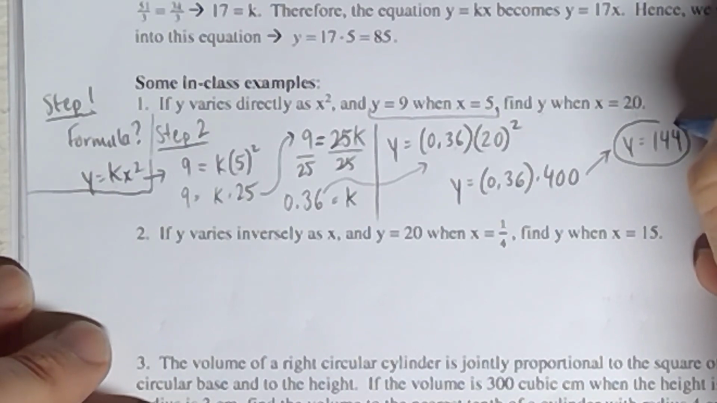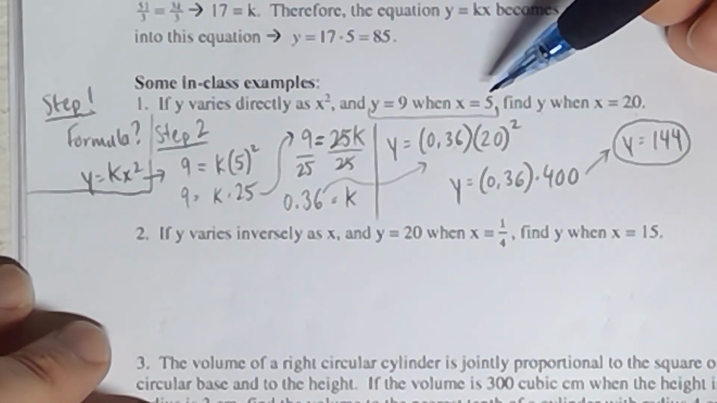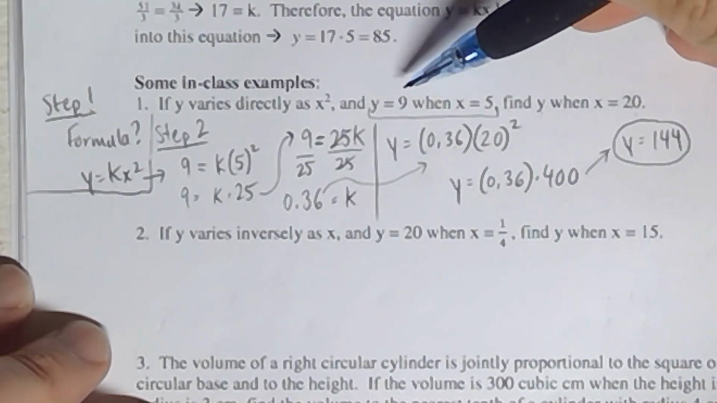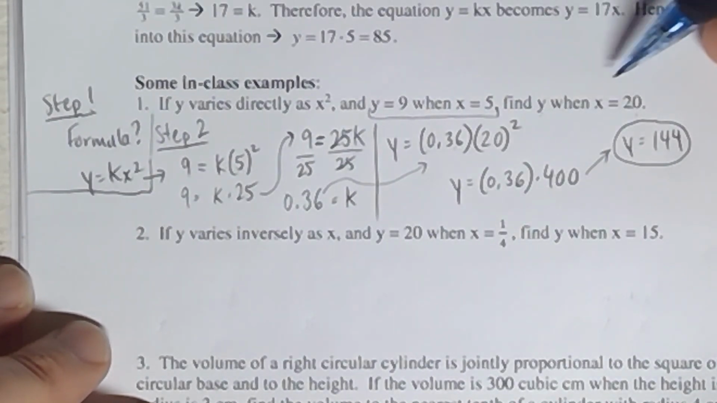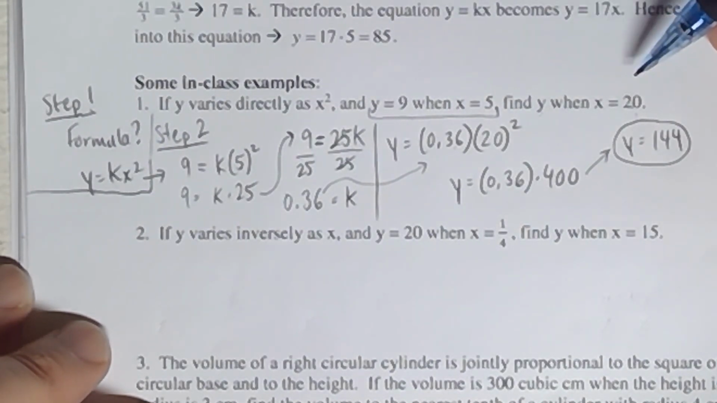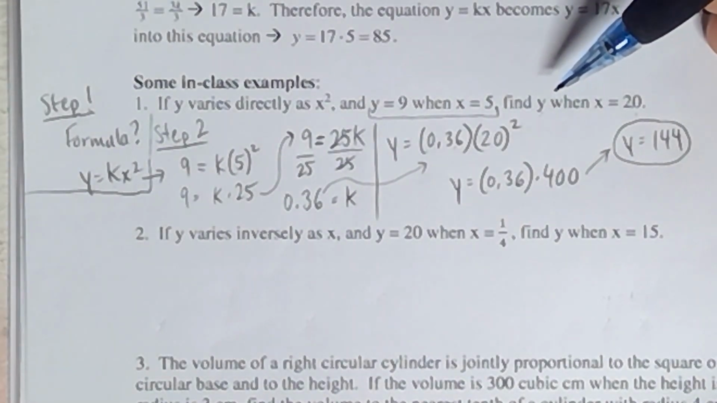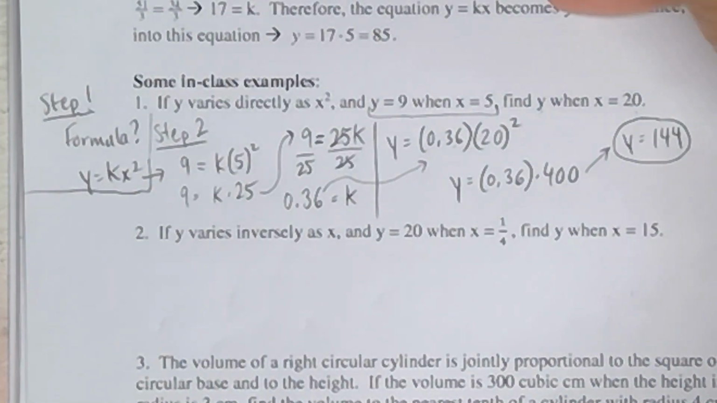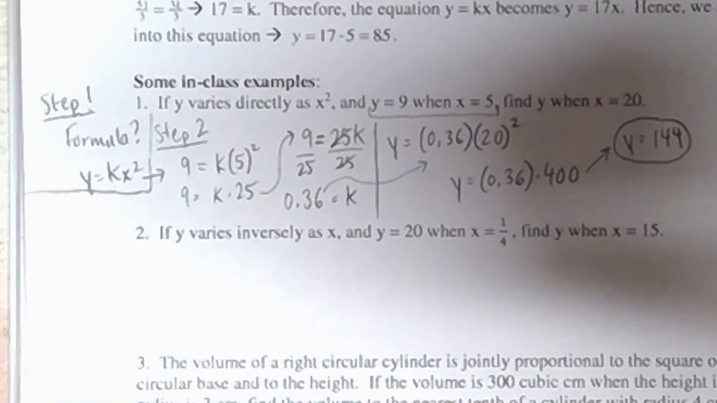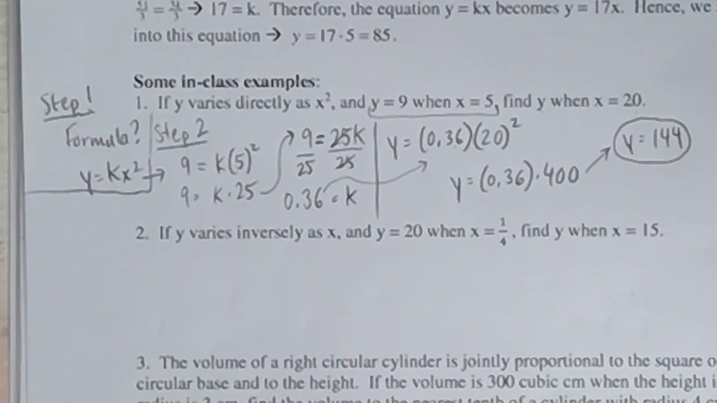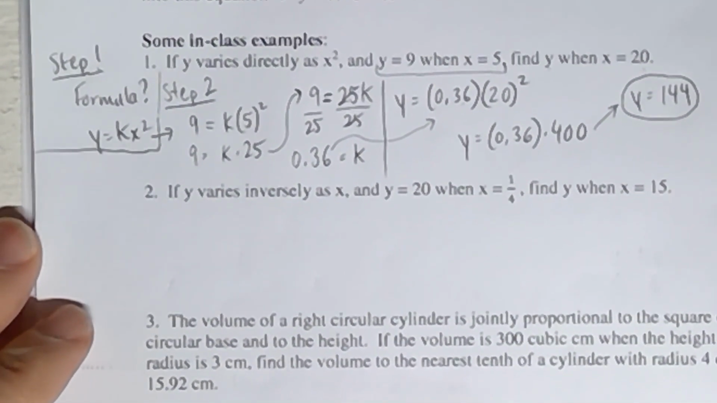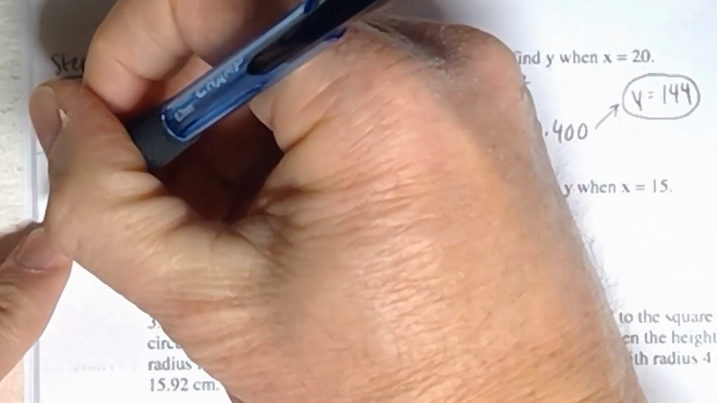Not a surprise, by the way, that notice that when x was equal to 5, y was only equal to 9. But when x got bigger, it went from 5 to 20. Not a surprise that y also got bigger because it was direct variation. It should be doing the same thing, y and x. Okay. Now let's talk about inverse variation. But the process, you guys, is the same.